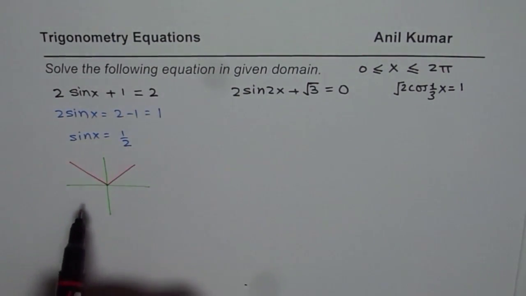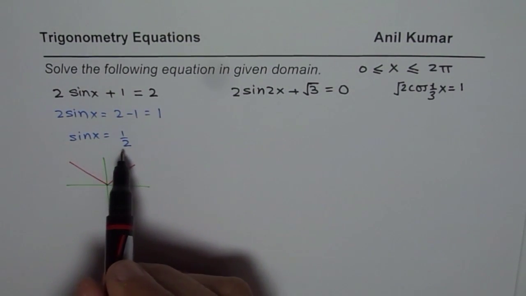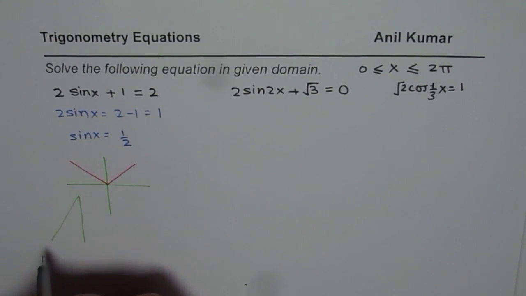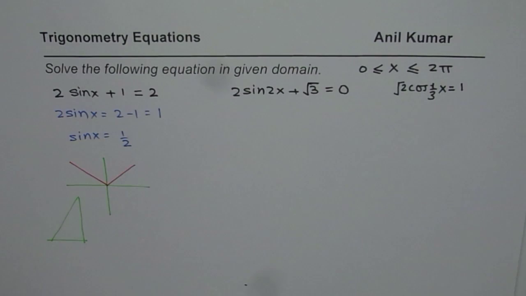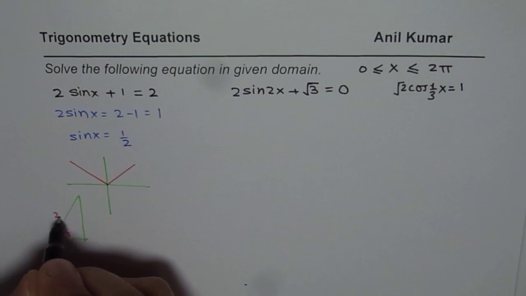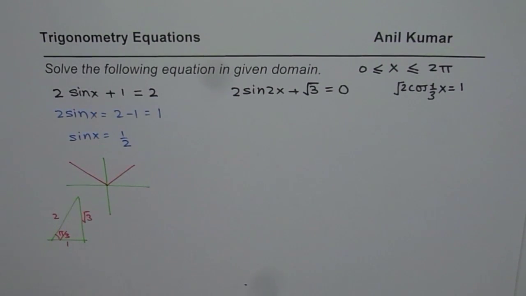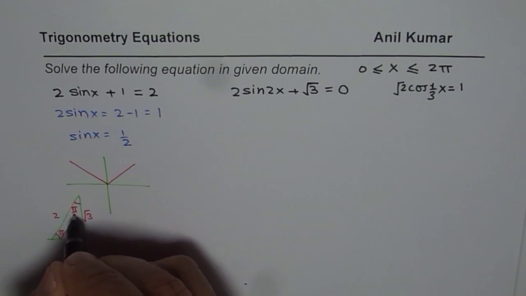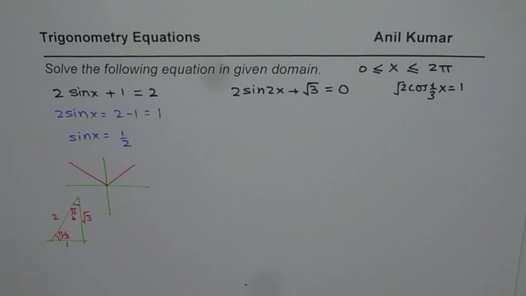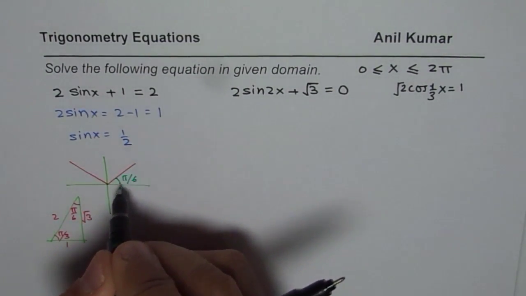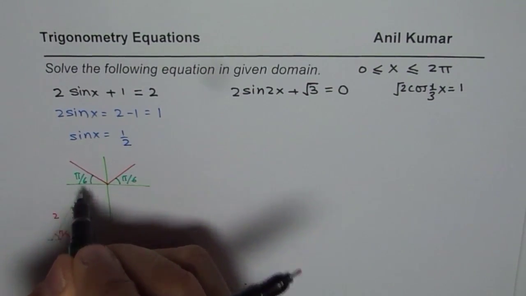Now to find the value in radians, we can use special triangles for sine. So we have a special triangle which is pi by 3, pi by 6, where this angle is pi by 3 and the sides are 1, 2, square root 3. Now you're looking for sine to be half. That means that angle should be pi by 6. So the acute angle which we are looking for is pi by 6.